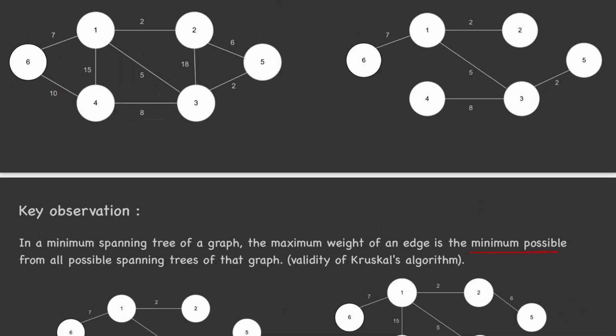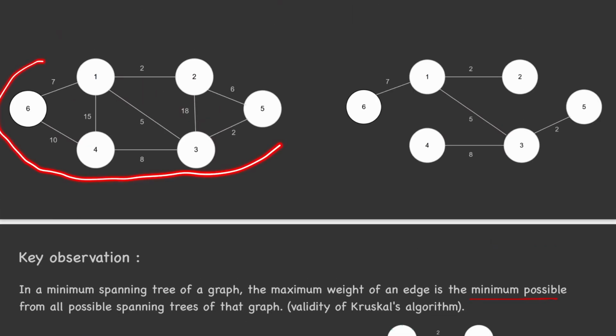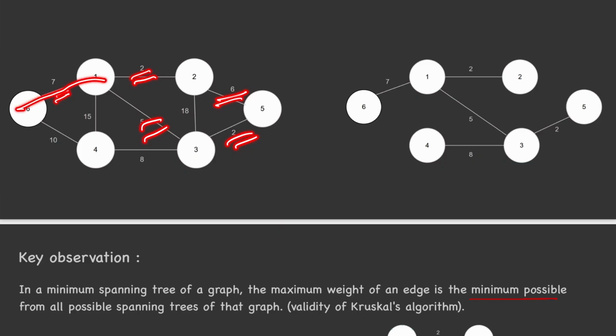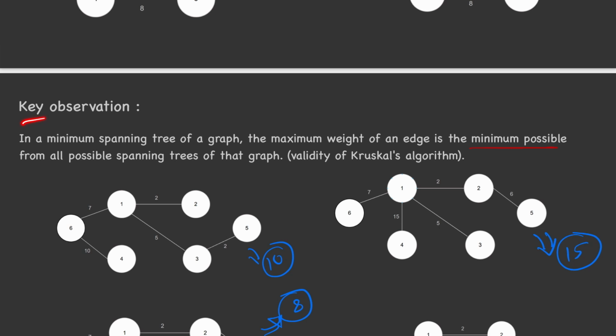So what does it mean? That you can never create a spanning tree of this particular weighted undirected graph by selecting only edges strictly less than 8. Try to do it. Select the edges strictly less than 8. See, this is 2, 6, 2, 5 and 7. You cannot create a spanning tree by just selecting these edges, right? 4 will be left out. So this is the key observation here. In a minimum spanning tree, the maximum weight of an edge will always be the minimum possible among all the spanning trees that you can create. We just took this as an example. You can actually take any other graph and validate this key observation, right?